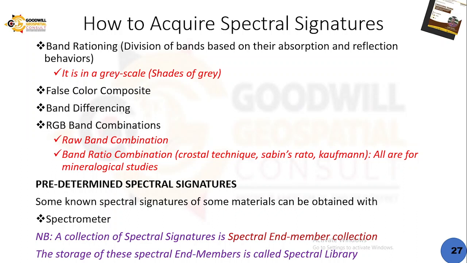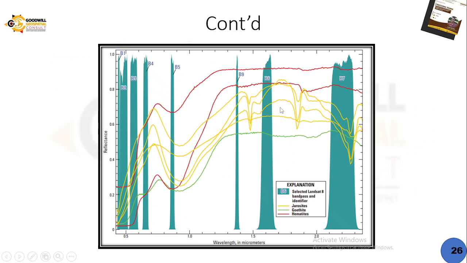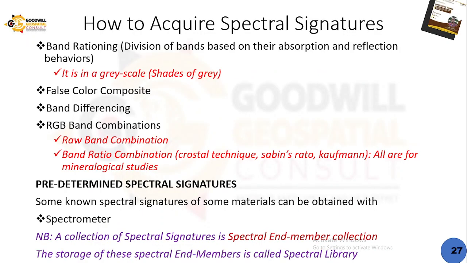Some known spectral signatures of some materials can be obtained with what you call a spectrometer at the lab. A collection of spectral signatures is what we call endmembers. So this image is a collection of spectral signatures for jarosite, goethite, hematite. So we say that this image is a collection of the endmembers. So we are collecting the spectral signatures of different materials, then we put them under one umbrella. These are what you call the endmembers.